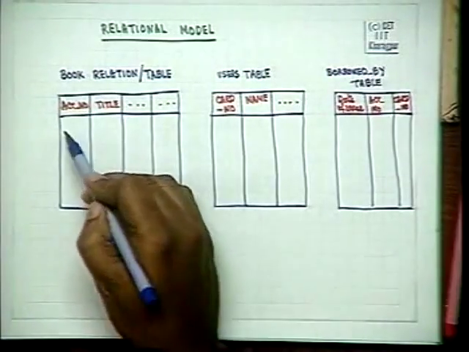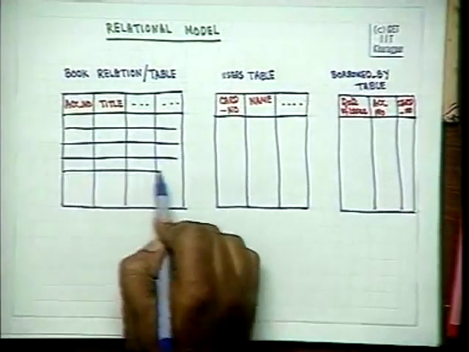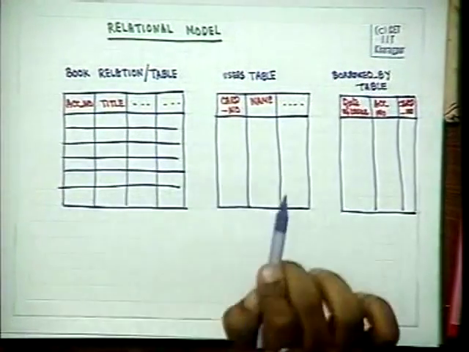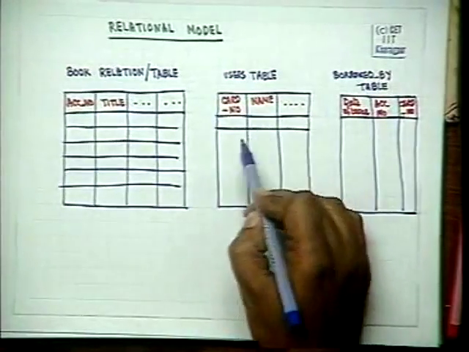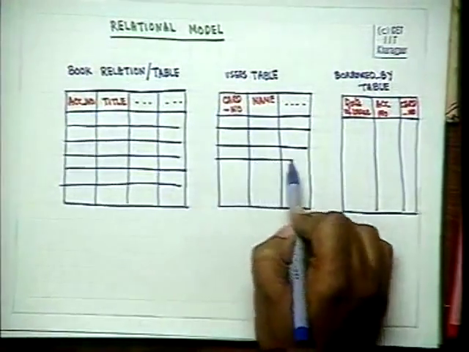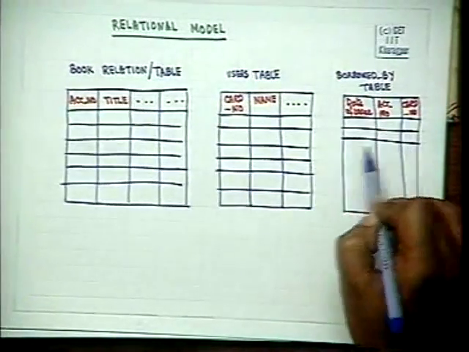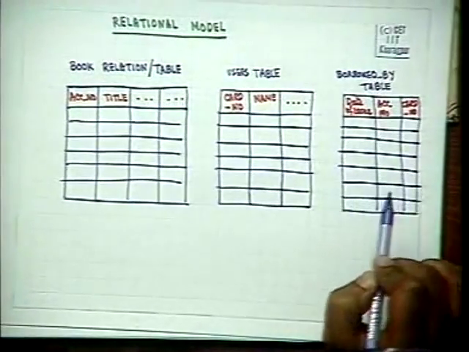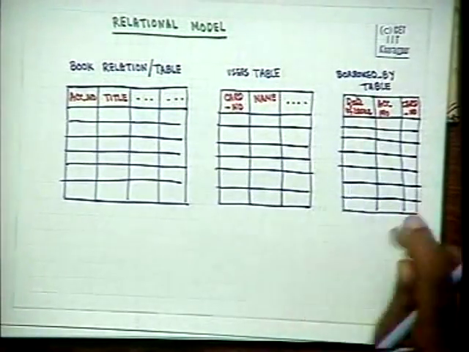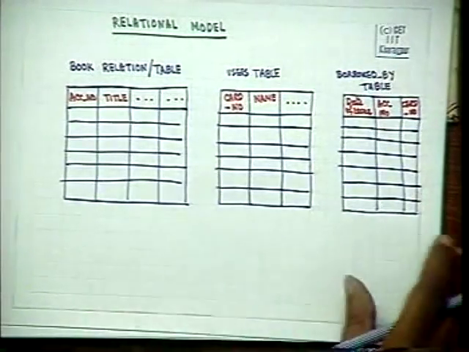And all the books which are there will be data elements in this book table, which may be implemented as a file, which we shall see later on. But conceptually it's a table. Users data will be a table, and this will be a table. So we have got that little simple library database which we had before in the ER model. We have now got it in the relational model.